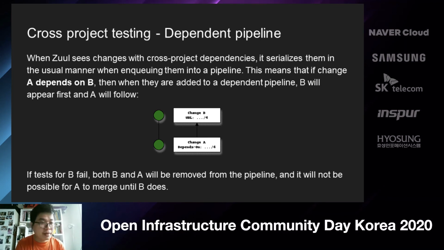The dependent pipeline. So when Zuul sees changes with cross-project dependency, it serializes them in the right order when queuing them into a pipeline. This means that if change A depends on B, when they are added to the dependent pipeline, B will appear first and A will follow. If tests for B fail, both B and A will be removed from the pipeline, and it will not be possible for A to merge until B does. Pretty cool, huh?